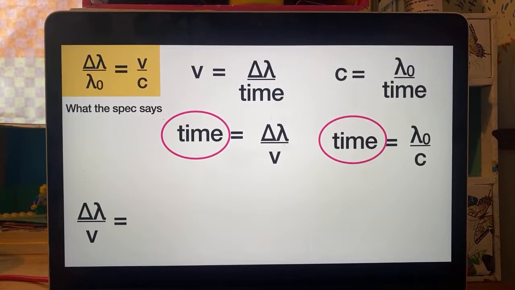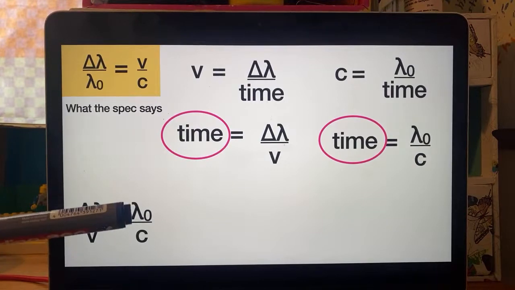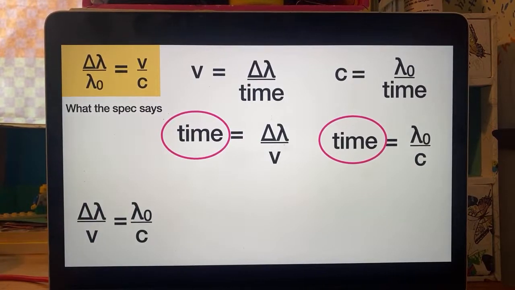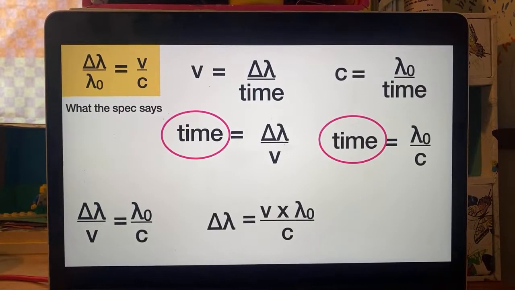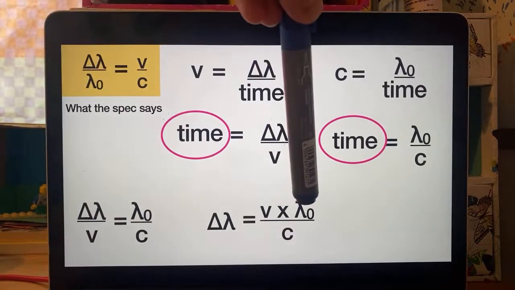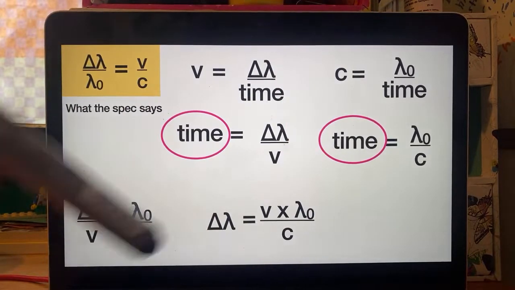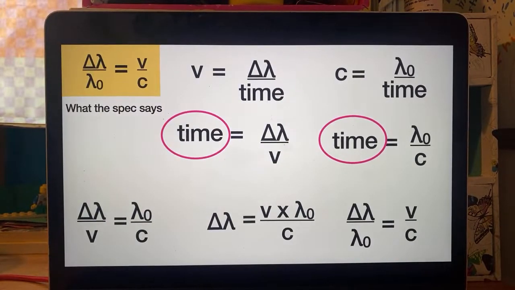So we can put those things together. Now look, we've got changing wavelength divided by v equals the original wavelength divided by c. This is all starting to look very familiar, isn't it? We just need to do a little bit of rearranging. Hopefully you can do that now at this level. We're dividing by v on this side, so let's times by v on the other side. And then we're timesing by the original wavelength on this side, so let's divide it on the other side. Yay! We got there. Phew. Okay, so now I've done my job as a teacher.